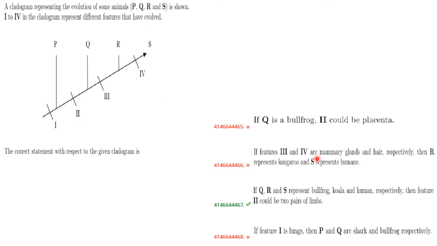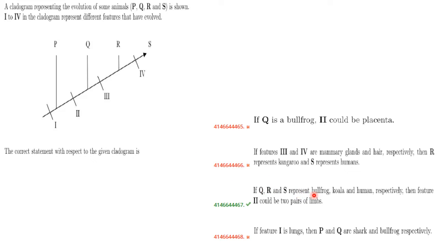If features 3 and 4 are mammary glands and hair respectively, then R represents kangaroo and S represents humans. So 3 represents mammary gland and 4 represents hair. Then R should be kangaroo and S should be human. R representing kangaroo is right because it is a mammal and mammary glands have evolved in kangaroo. So that feature is correct. But hair is the feature that led to the evolution of humans is not correct. So the second option is also wrong.